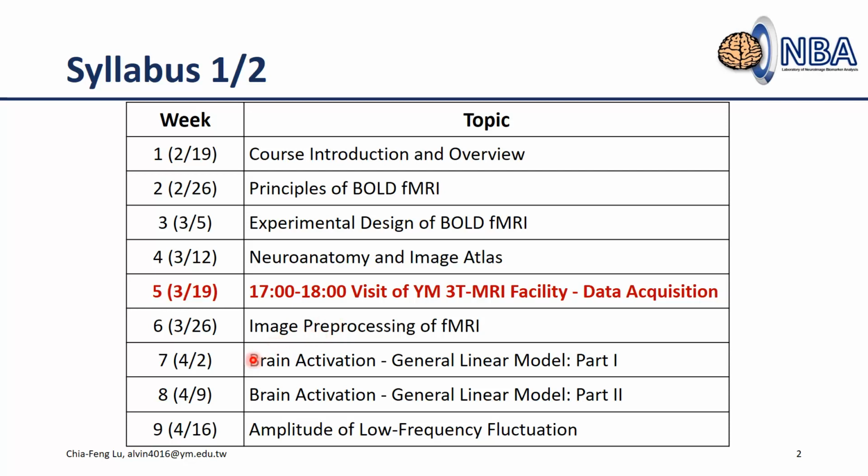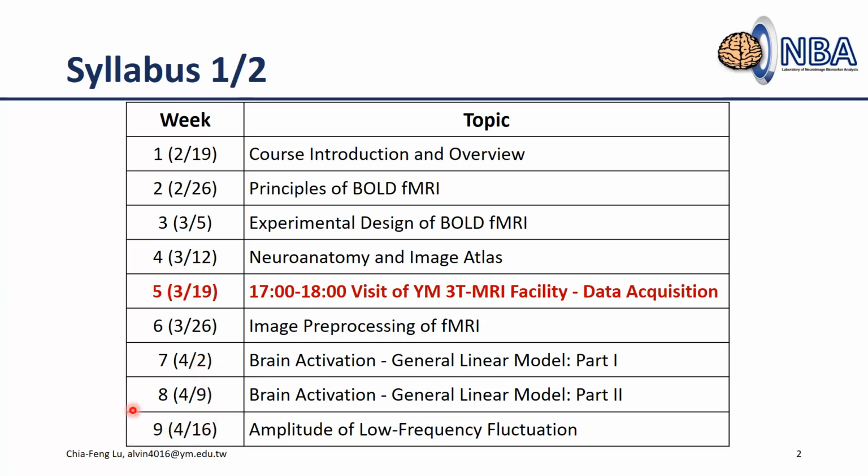And in the 7th and 8th week, we will show you how to perform the so-called GLM, General Linear Model, to identify which specific region may be involved in brain activation for a task, such as the motor task or something else. We will separate this topic into 2 weeks, part 1 and part 2. So this is the 7th and 8th week.